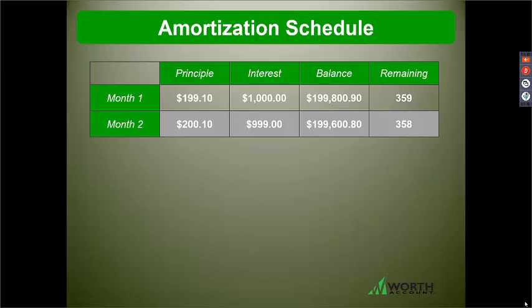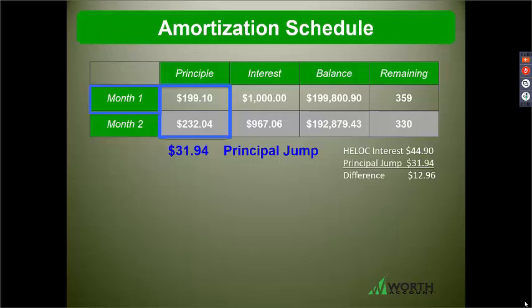Remember our amortization schedule? Our payment was going up by only $1 in principal, and our interest was only decreasing on the opposite end by $1 per month. So we did our funds transfer, so month 2 jumps up to $232 of principal, and our interest drops down to $969.06. That is a difference of $31.94.